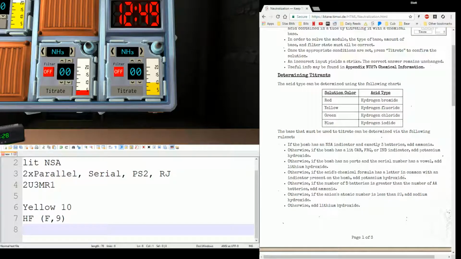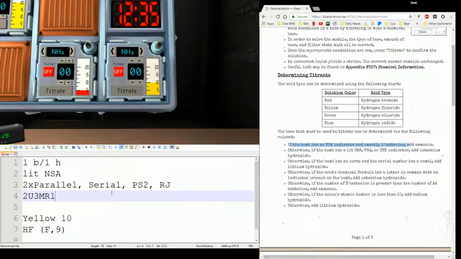Step 2, find my base. This is edge work primarily, as well as what we've already calculated. Base determined using the following rule set. If the bomb has an NSA indicator and exactly 3 batteries. Not the case. We had 1 battery and no NSA. Actually, we do have an NSA, but 1 battery, so that's false.